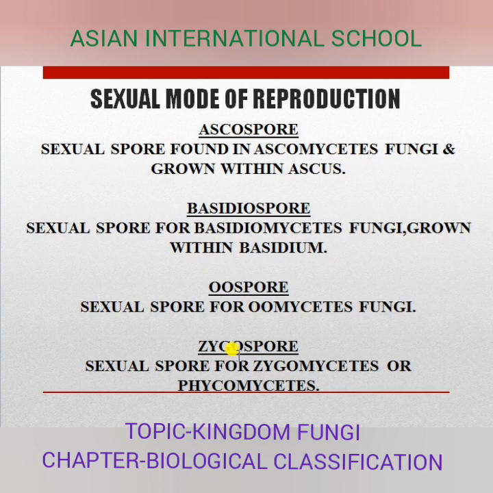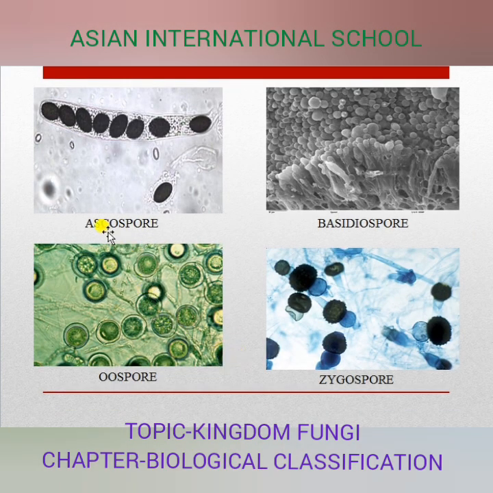So I am just going to the next slide. You can see here the various kinds of spores that I just discussed in the previous slide. First, the ascospore, which I already showed in the previous slide, commonly found in ascomycetes fungi. Next, basidiospore, which is commonly found in basidiomycetes fungi. Oospore is commonly for oomycetes fungi, and then zygospore is for zygomycetes fungi. So these four spores are there for the sexual mode of reproduction in various different classes of fungi. I think you have seen the diagrams or pictures of the different spores very clearly.